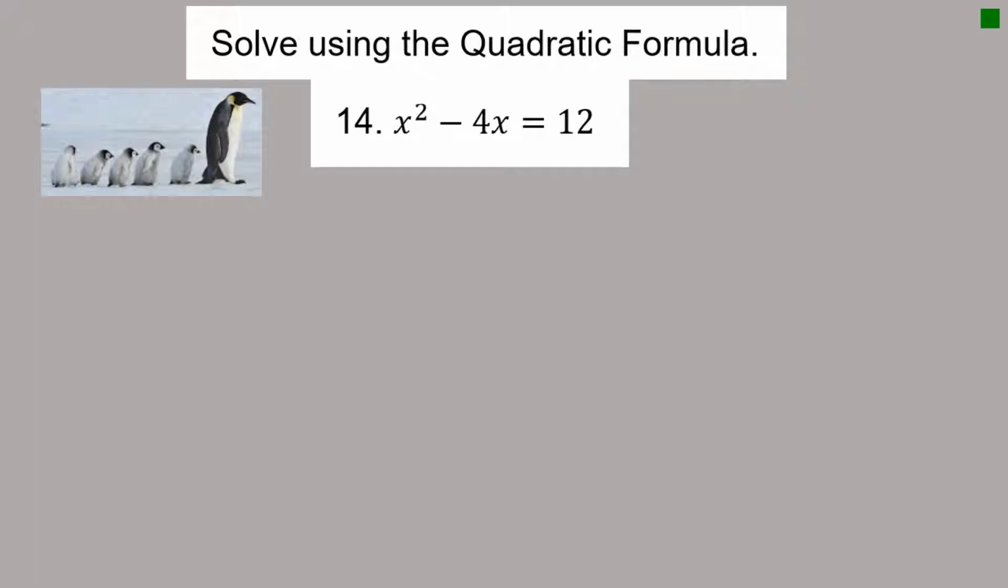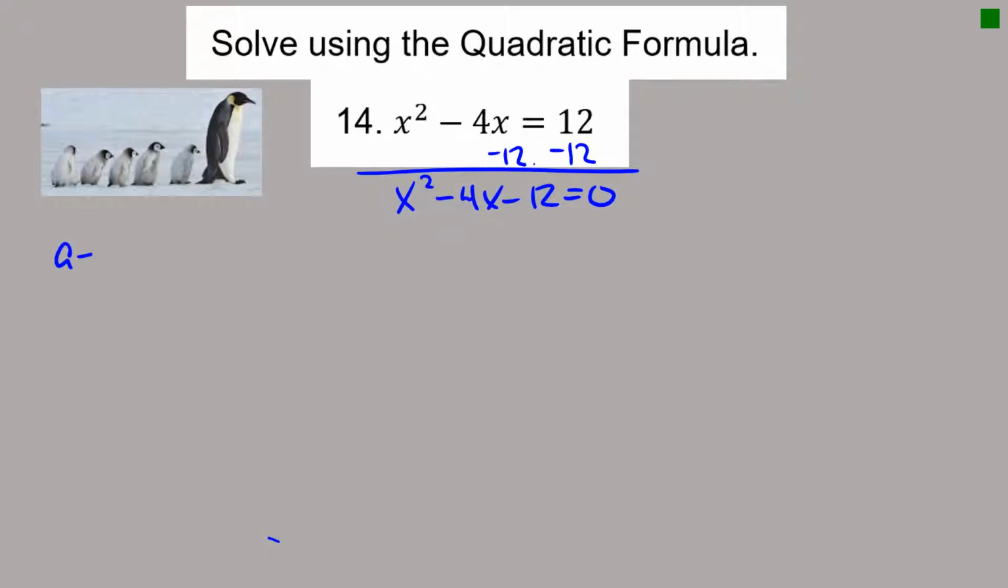All right, so this time it equals 12. Oh, look, they're so sad. It equals 12, Mom. We have to bring the 12 over. We do that by subtracting 12. So we have x squared minus 4x minus 12 equals 0.